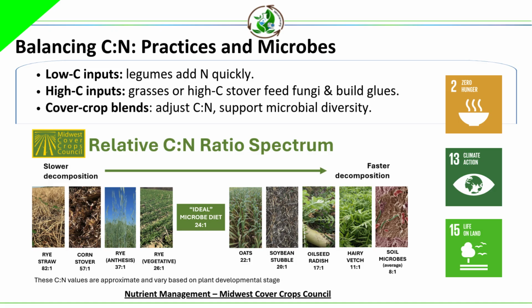For example, a cover crop mix with clover and rye gives immediate nitrogen from the clover, while the rye leftovers keep the soil alive and improve structure. This balances immediate crop needs with long-term soil health. So a diversified mix means healthy plants now and a stronger soil later, feeding a diverse community of microbes.